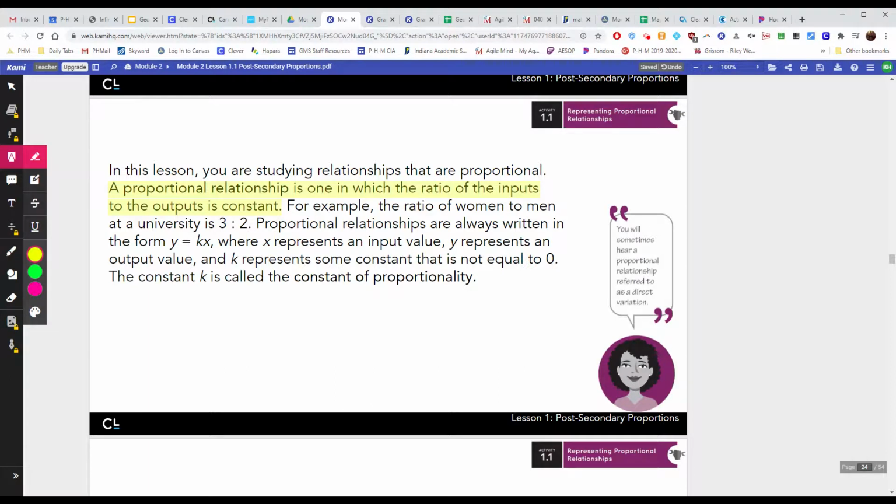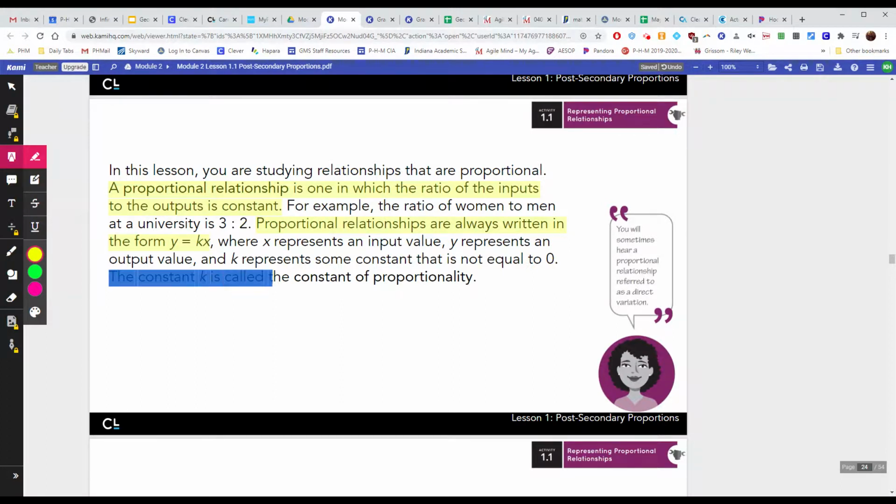Proportional relationships are always written in the form y equals kx, where x represents an input value, y represents an output value, and k represents some constant that's not equal to 0. I just want you to underline the first part of that. Proportional relationships are always written in that form. This is the form proportional relationships are written in. y equals kx. I used a earlier. k is the same thing as that a I used earlier.